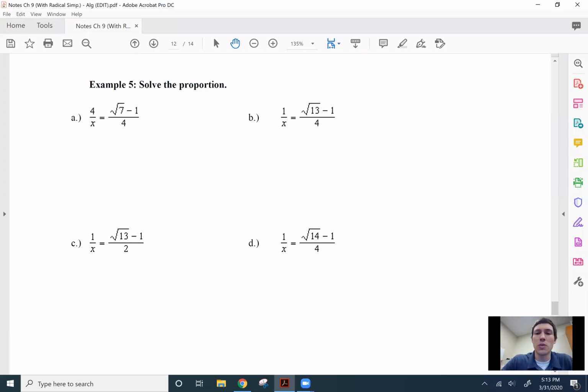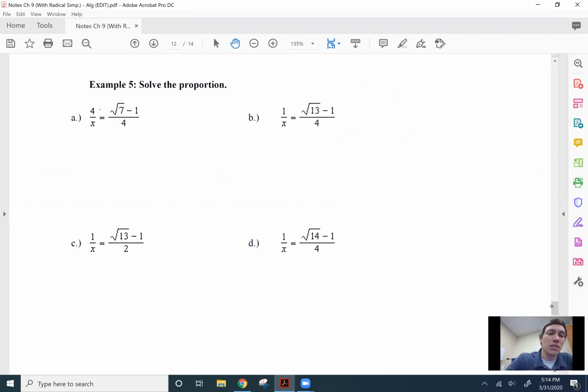So remember from before, if we had something like x over 3 equals 7 over 5. We cross multiply here and we get 21 equals x times 5. So we divide both sides by 5 and we get 21/5 equals x. That's how we did cross multiplication. Well, now we're going to do the same thing, except it's going to involve radicals.